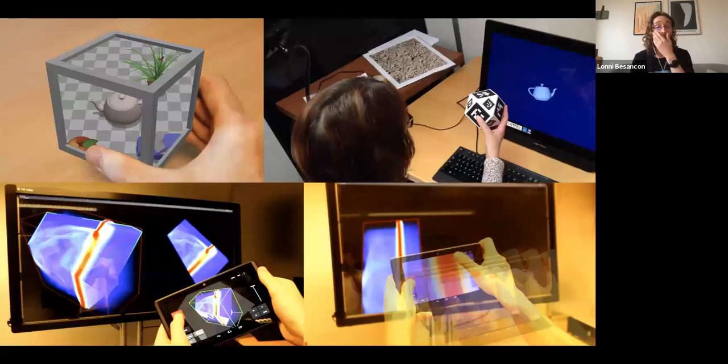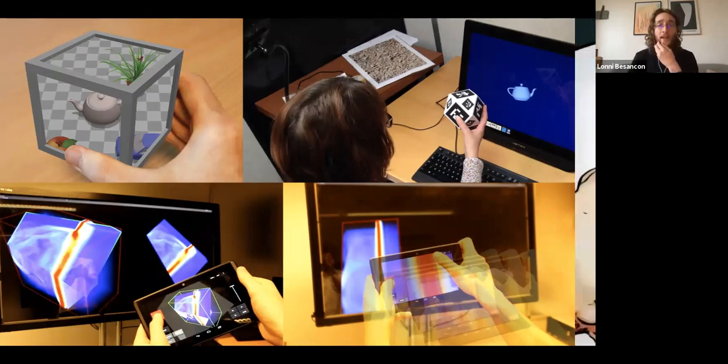So my PhD was about 3D interaction and visualization. So how can we actually help scientists that work with 3D data sets to understand the data sets better? How can we provide them with tools that will help them analyze the data they have? That was the focus of my research as a PhD student.